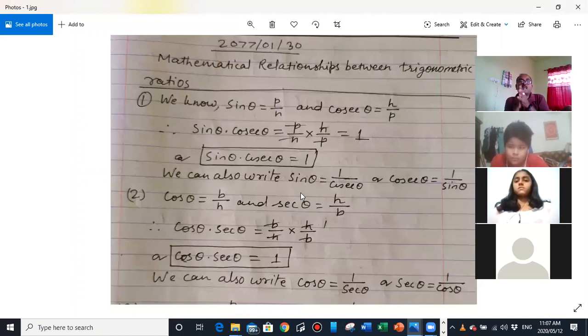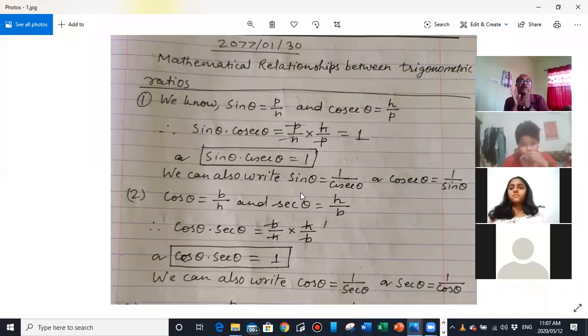Look, can you read what is written here? Yes, sir. So as I had promised yesterday, today we will learn about making some formulas. Those formulas are a mathematical relationship between trigonometric ratios.